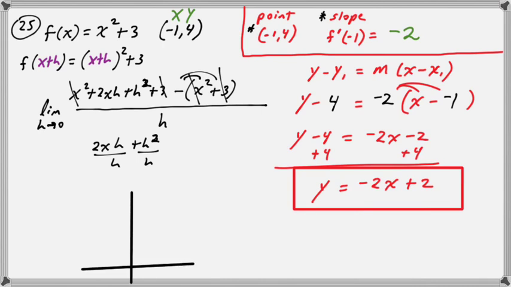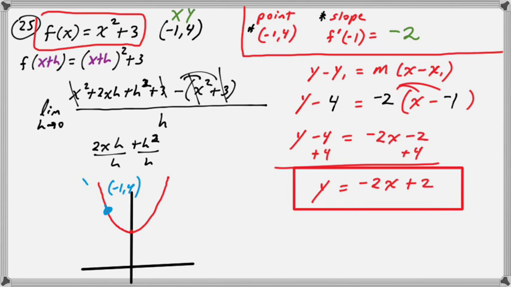Okay, we have a curve, x squared plus 3. That's what we're talking about. We have the point -1, 4. The point -1, 4 is over here somewhere. If I was to draw the tangent line, should I expect a positive or negative slope? Hopefully a negative slope. And I believe the y-intercept would have been 2 if I'd done it accurately.